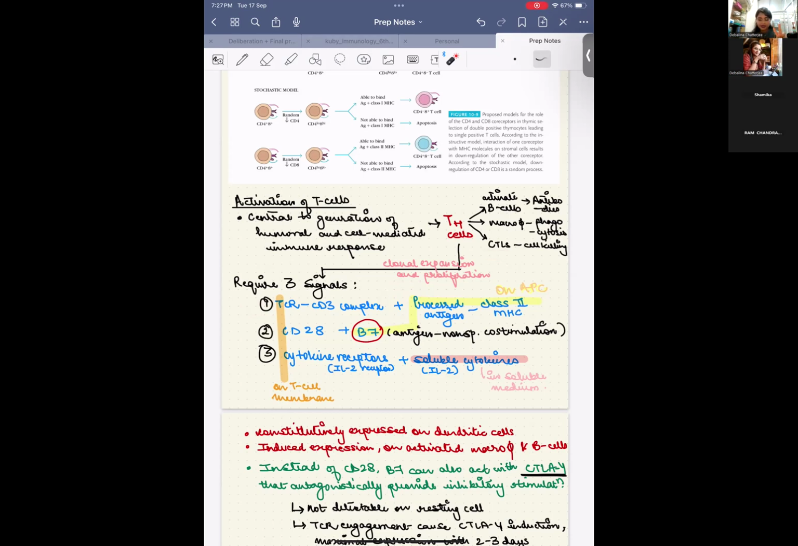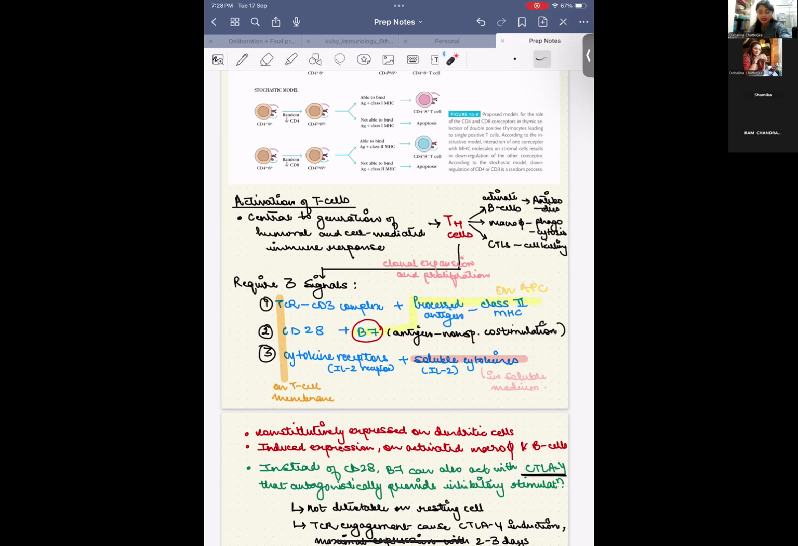The second signal is from the CD28 molecule, again present on the T cell membrane, and the B7 molecule, which is a co-stimulatory molecule expressed by the antigen presenting cells. So B7 is also expressed on APCs. And if you look at this interaction, there is no antigen involved. So that's why this signal is also known as the antigen non-specific co-stimulation.